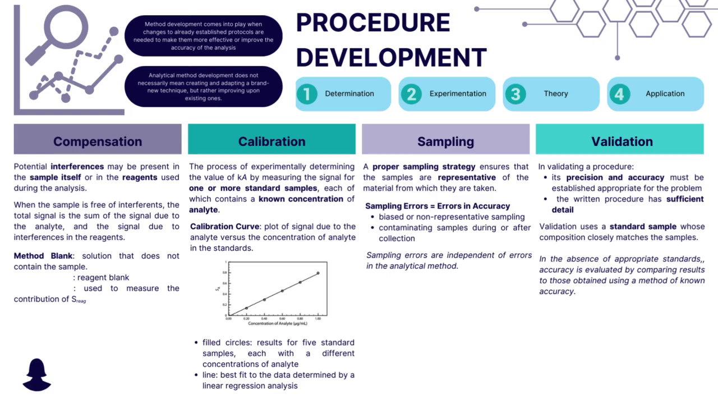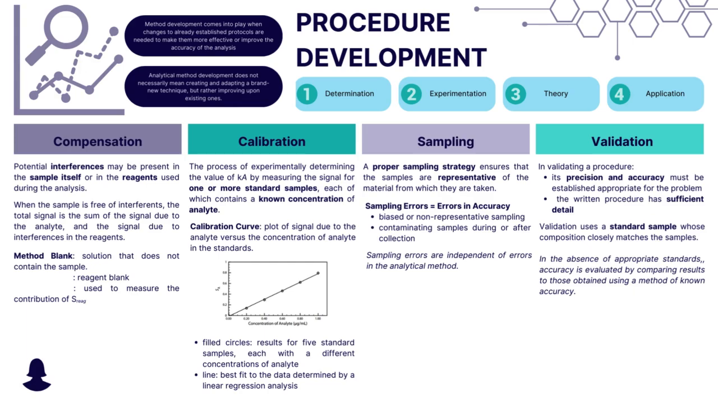Next, proper method selection and execution ensure accurate analysis. Proper sampling strategy ensures samples are representative of the material. Sampling errors lead to errors in accuracy, and such errors are biased or non-representative sampling and contamination. Note that sampling errors are independent of analytical method errors and can't be corrected by reagent blank evaluation.